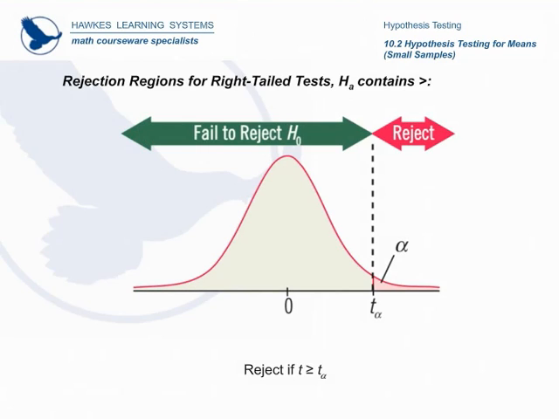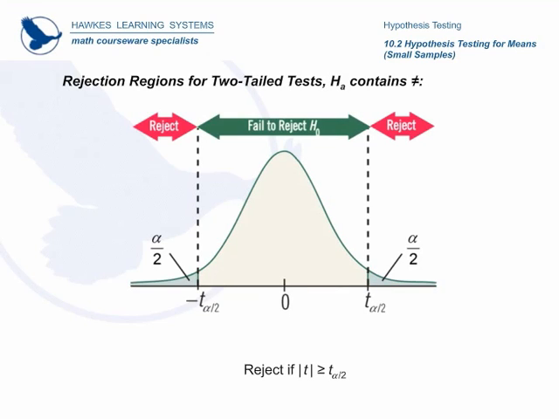Now let's take a look at a visual where the rejection regions for the right-tailed test for our alternative hypotheses contains a greater than. So in our visual representation, we reject if our T value is greater than or equal to our T level of significance. So in this visual, we've got fail to reject the null hypothesis. We've got our cutoff point at our T sub-level of significance, or our alpha region, where we reject the null hypothesis.